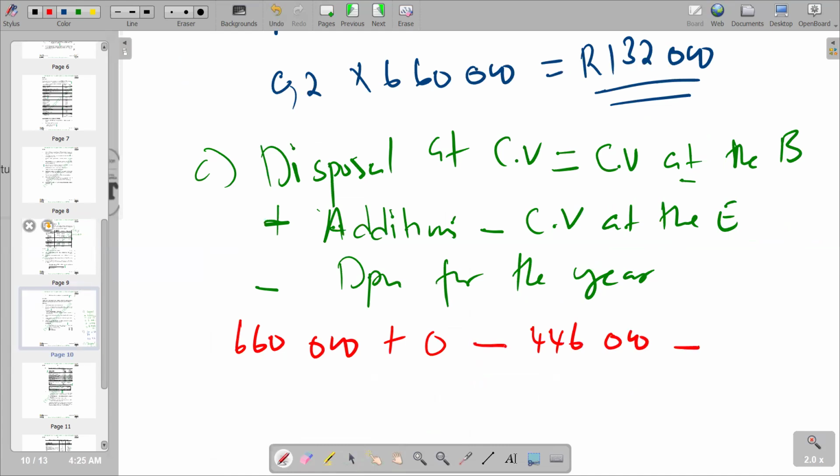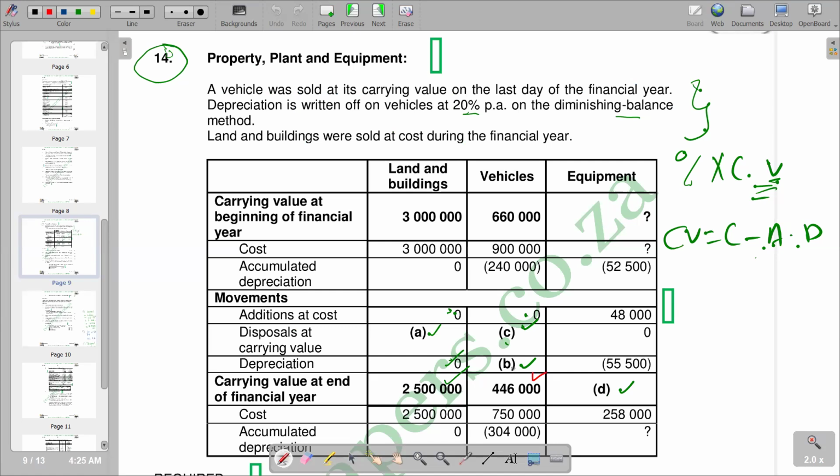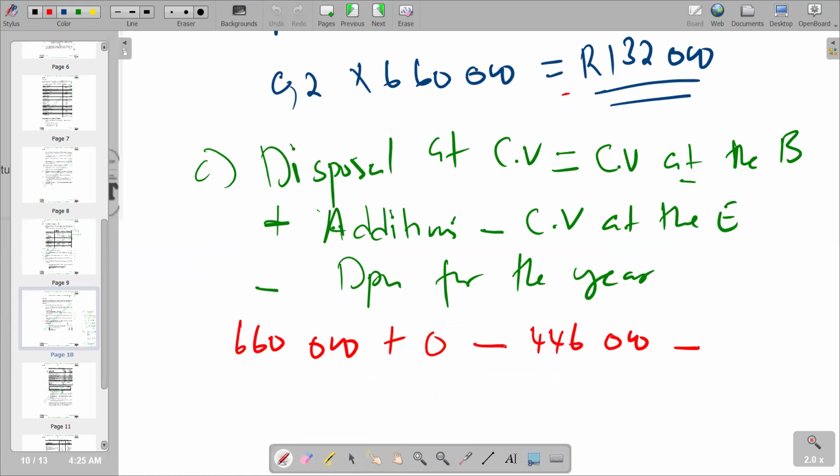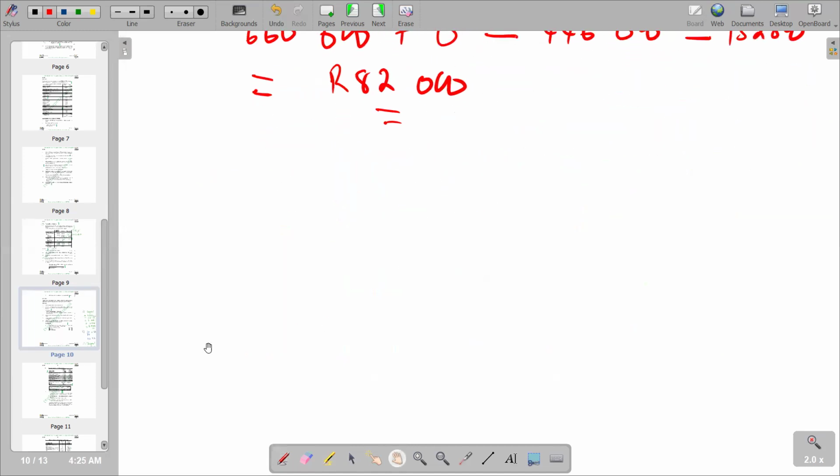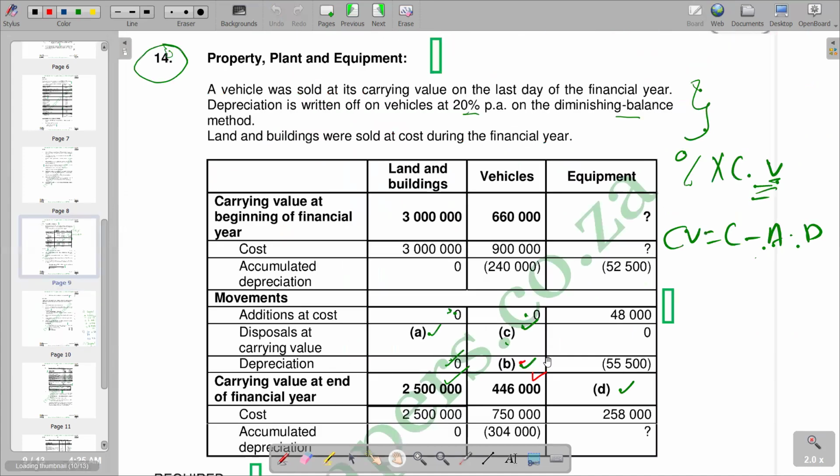So depreciation for the year is our B, and we've calculated our B here, which is 132,000. So we subtract 132,000. Then you calculate, and you see that our final figure is 82,000. So here we put 82,000. This is our final answer for disposal at carrying value. So we go to the next part of the question, which is the last part. We have the calculation of our D. D is carrying value at the end of the financial year.